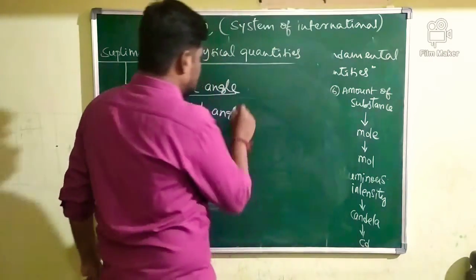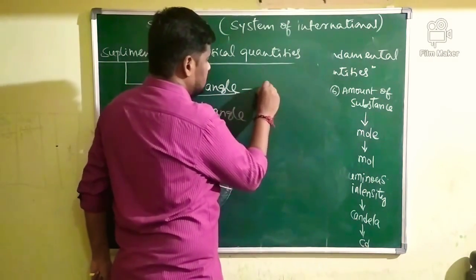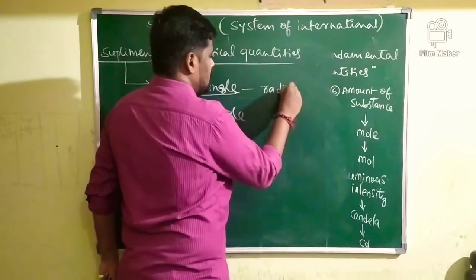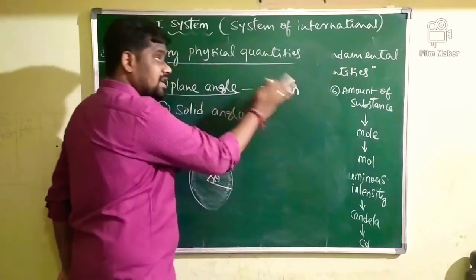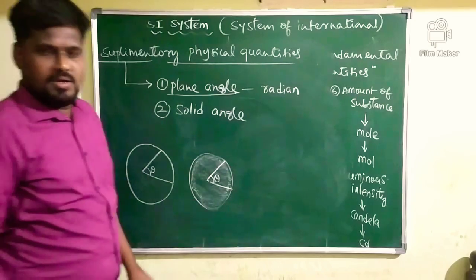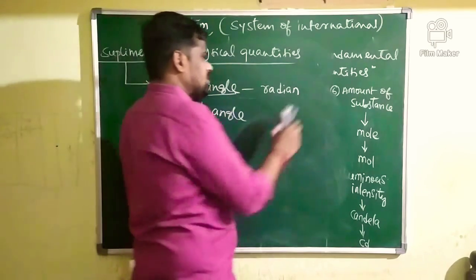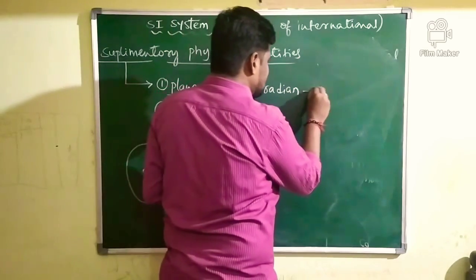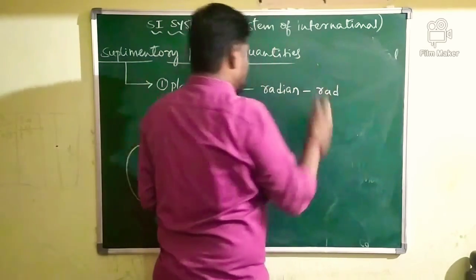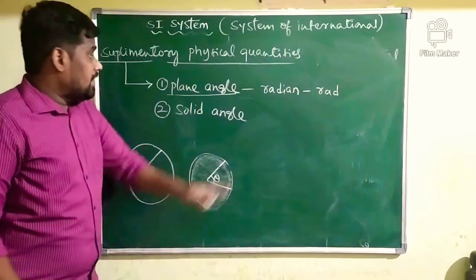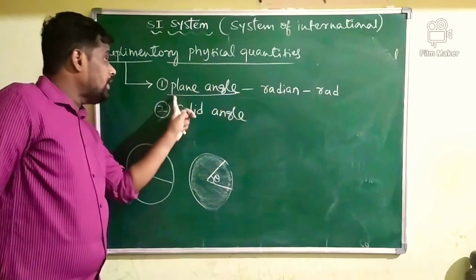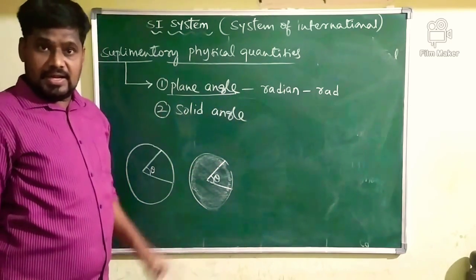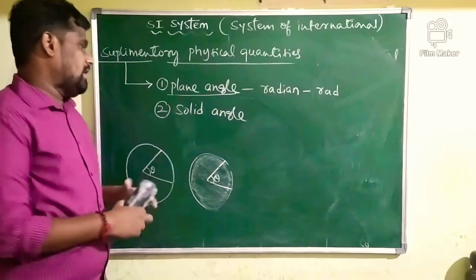Plane angle is measured in terms of radian. The symbol for the radian is RAD. Then what is radian? A radian is a unit of plane angle.